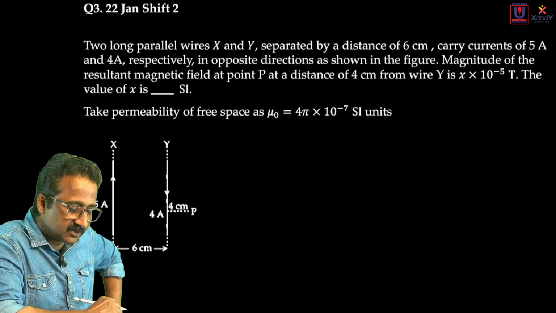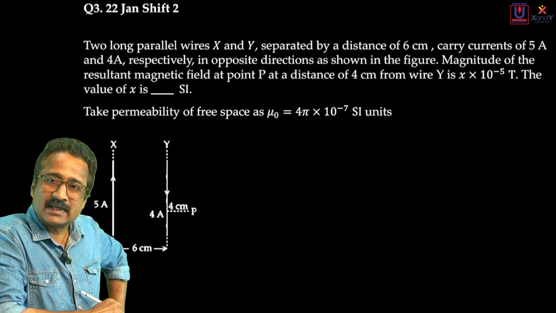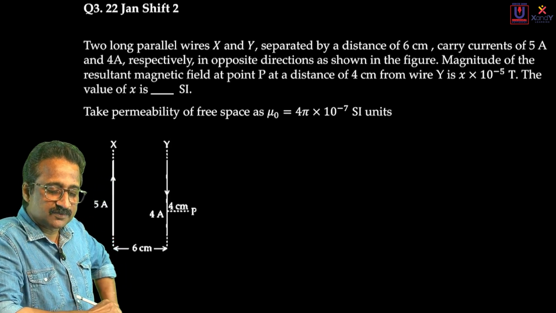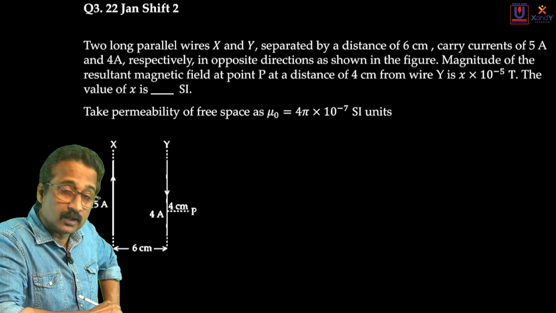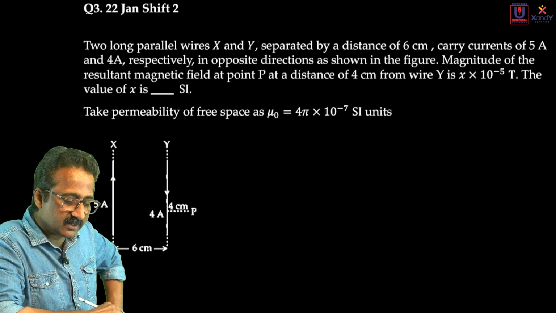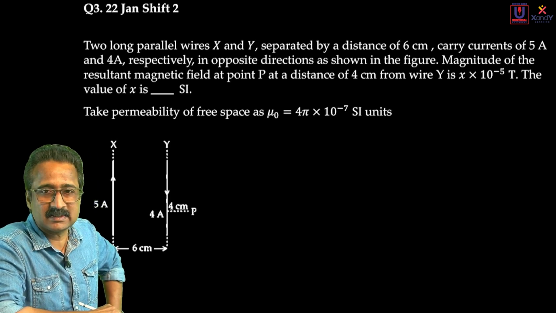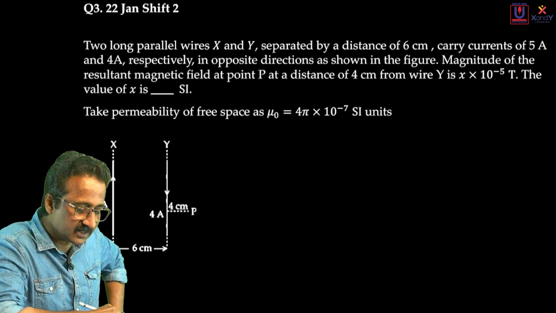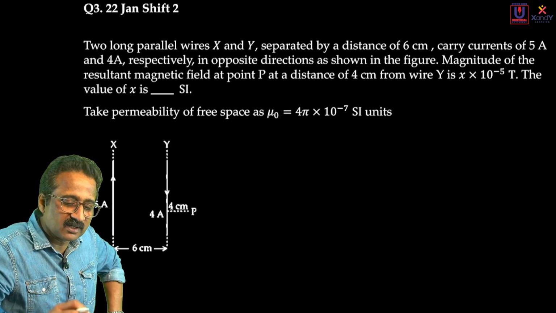Okay friends, here's my third question. Two long parallel wires x and y, separated by a distance of 6 centimeter. They carry currents of 5 ampere and 6 ampere respectively in opposite directions as shown in the figure. Magnitude of resultant magnetic field at a point P at a distance 4 centimeter from wire y is x into 10 raised to minus 5 Tesla. Then what is the value of x? Again, you're finding the numerical value of x.